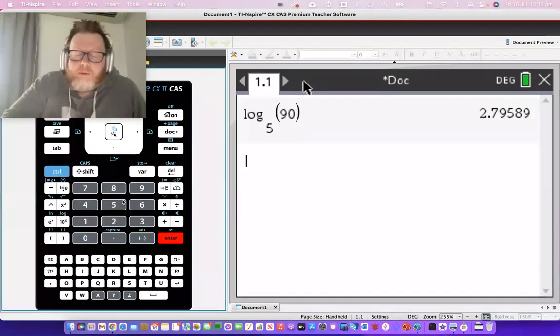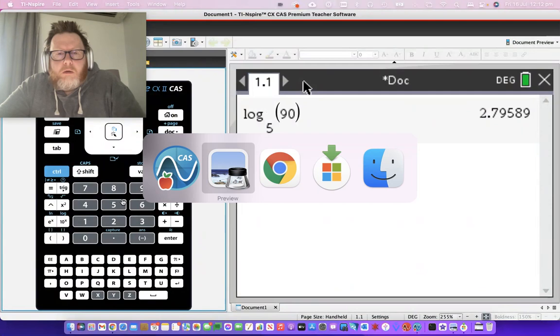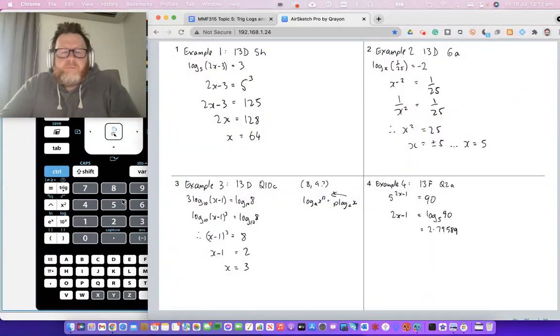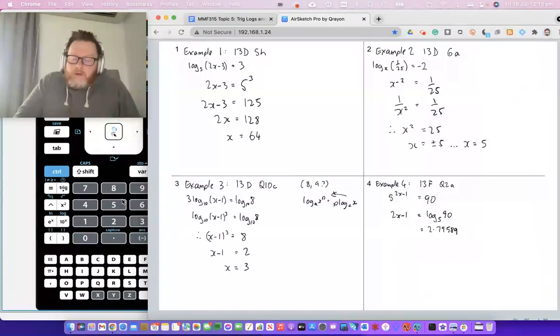79589. Now it says to 2 decimal places. I'll quickly switch over for a second back to the graph. Oh, sorry, to the notes. 2.79589. Now, just be mindful. I chose this example because I wanted you to remember what the name of the game here is.